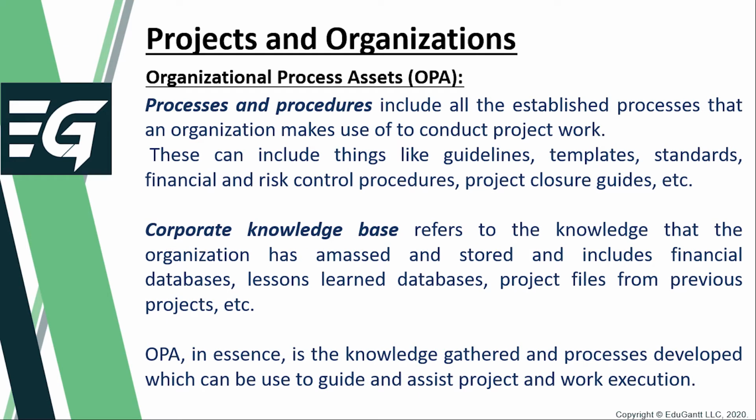So processes and procedures include all the established processes that an organization makes use of to conduct project work. These can include things like guidelines, templates, standards, financial and risk control procedures, project closure guides, etc. Now, the corporate knowledge base refers to the knowledge that the organization has amassed and stored, and includes financial databases, lessons learned databases, project files from previous projects, etc. Now, organizational process assets, in essence, are the knowledge gathered and processes developed which can be used to guide and assist project and work execution.